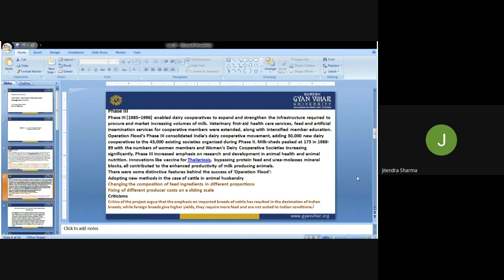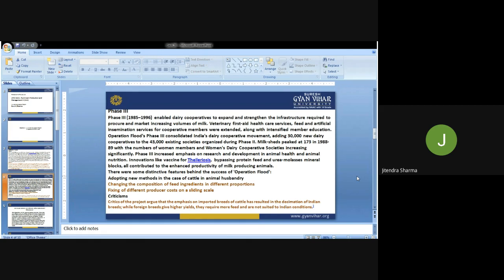Milk sheds had peaked at 136 in the second phase, and now reached 173 in 88-89, with the number of women members and women dairy cooperative societies increasing significantly. The third phase placed increased emphasis on research and development in animal health and animal nutrition. Innovations like a vaccine for filariasis, bypass protein feed and urea molasses mineral blocks all contributed to enhancing the productivity of milk producing animals.